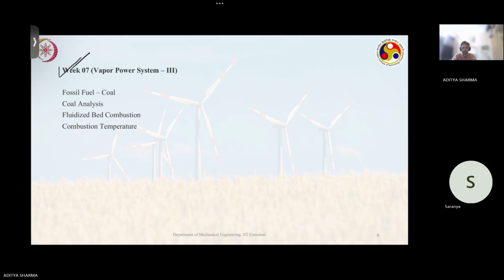So coal is one important fuel that is used in your vapor power plants. Okay, so coal has been categorized based on its quality, right? So high grade coal is anthracite and low grade coal is lignite, right?